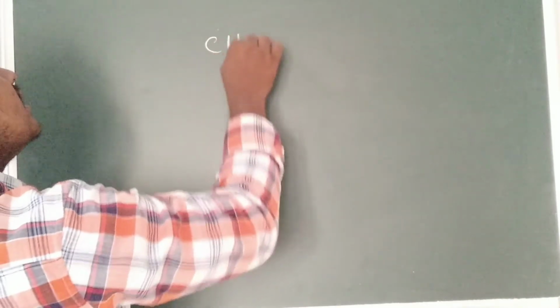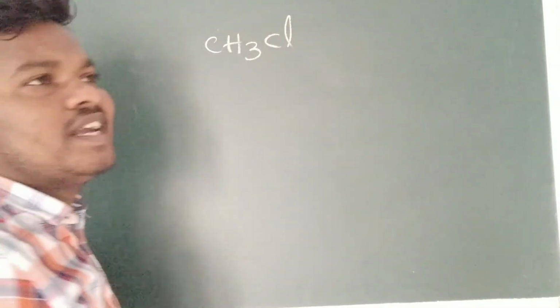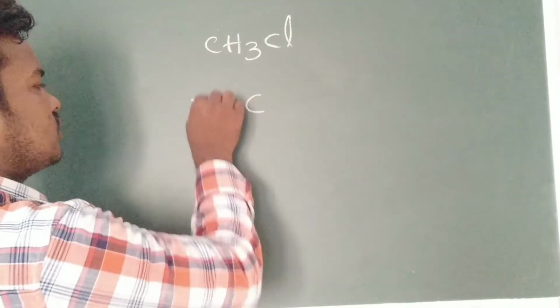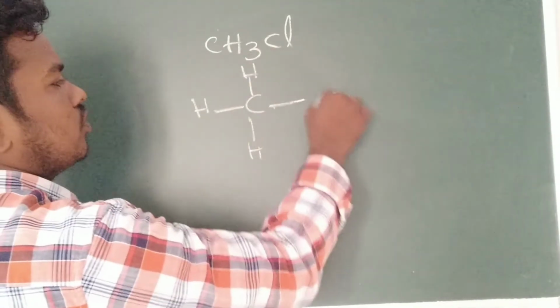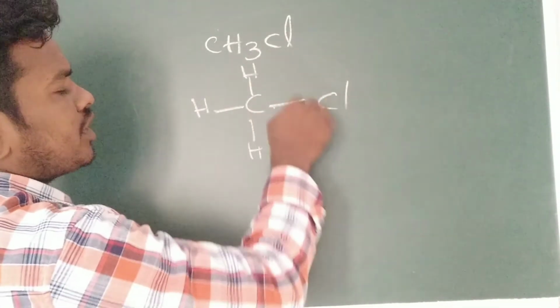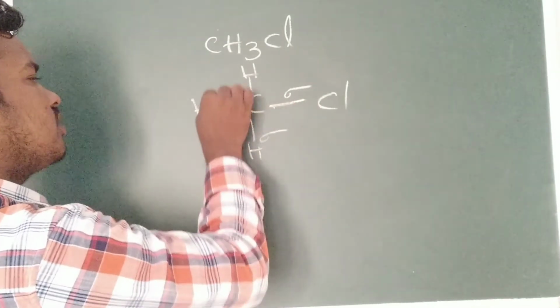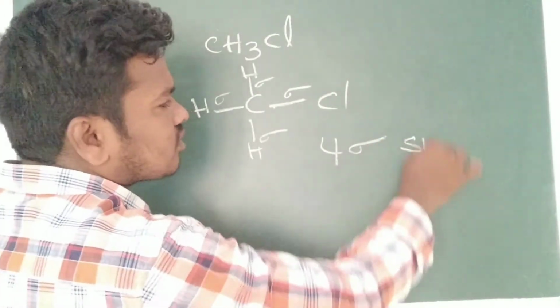Calculate the hybridization of carbon in CH3Cl. For hybridization, there is no need to use formulas. Draw the structure. C, H, hydrogen, and this is chlorine. Carbon to chlorine is a single bond, sigma. Carbon to hydrogen, sigma bond; carbon to hydrogen, sigma, sigma. How many sigma bonds? 4 sigma bonds are there.